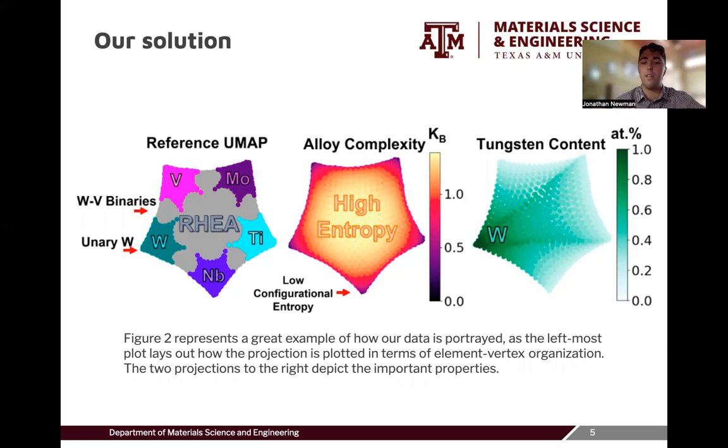We then plot properties over these embeddings to show how these properties change with composition. For example, these graphs can be interpreted like in the figure below. The leftmost graph gives a reference of how elements are distributed in the projection, while the 2 graphs to the right portray the properties. Alloys near the tungsten-rich corner of the UMAP are colored more green, representing more tungsten content in these alloys. Likewise, the middle graph depicts configurational entropy.